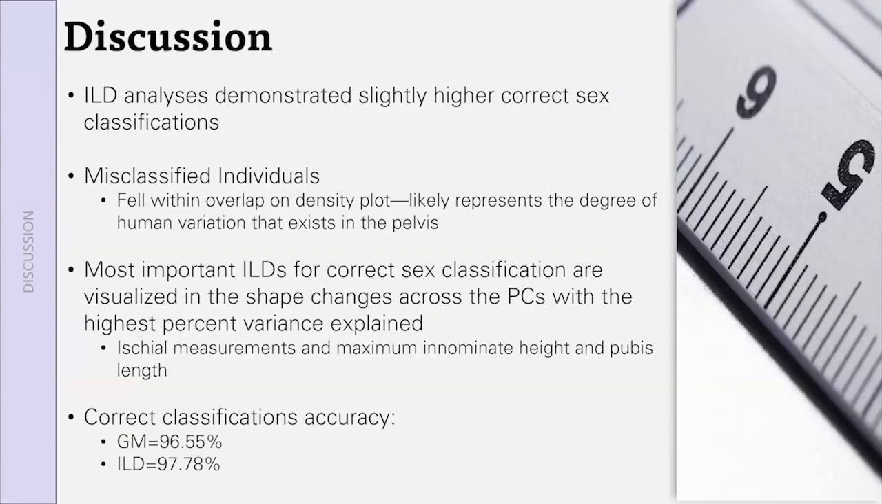So to summarize these findings, the ILD analyses demonstrated slightly higher correct sex classifications compared to the GM. The misclassified individuals likely represent the degree of human variation that exists in the pelvis, as all of the individuals did fall within the overlap on the density plot and were not consistently of one age group. The most important ILDs for the correct sex classification were also visualized and captured in the shape changes across the PCs with the highest percent variance explained. These included the ischial measurements and maximum innominate height and pubis length. And again, the correct classifications were about 96 for GM and 97 for the ILDs.